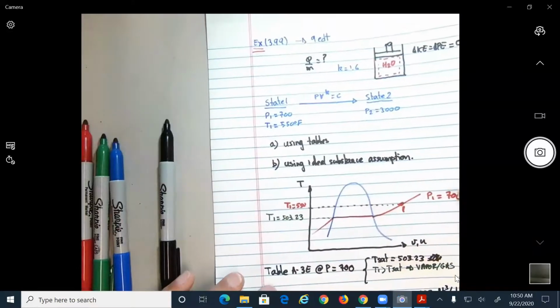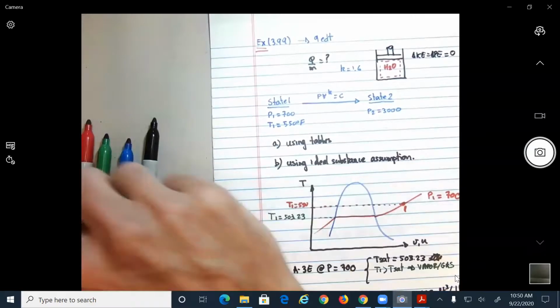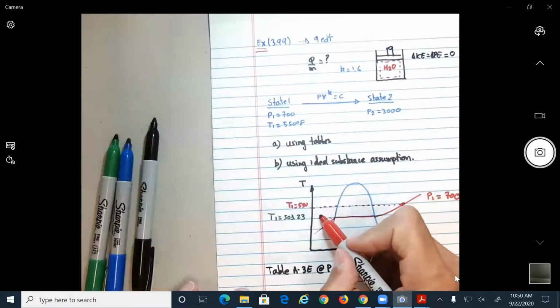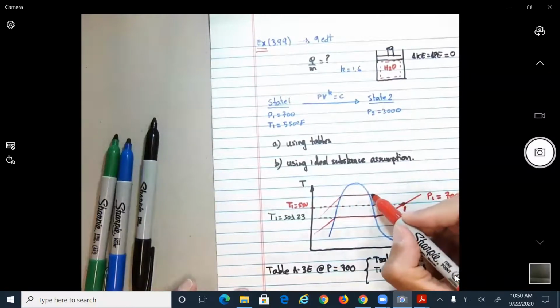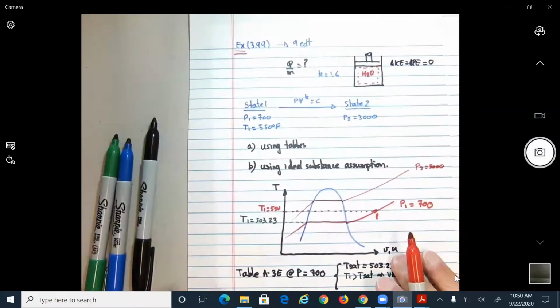Okay, so keep in mind this figure over here, okay? We need to keep this one in mind. So we know that P equals 3,000. So let's say the curve to P equals 3,000 should be where? Somewhere over here, no? Should be much higher.